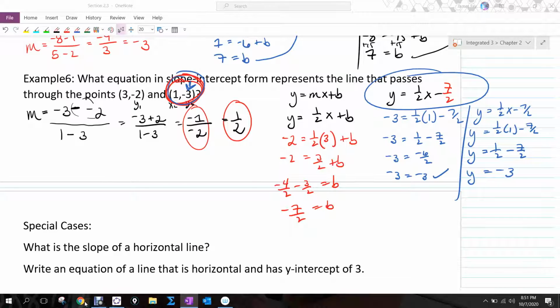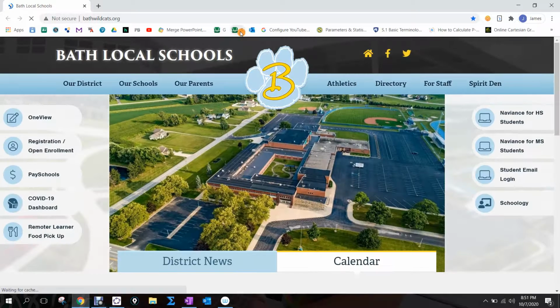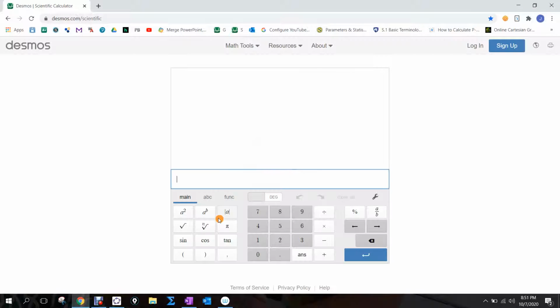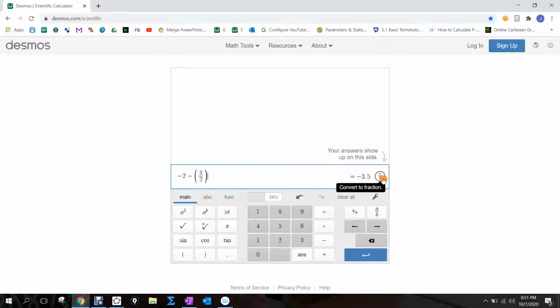If I go to Desmos real quick, and I don't want you to live on this because there are applications of when we need to be able to do this by hand or from memory. If I go negative 2 and I wanted to subtract 3 halves from it, so type in 3 halves. Now all you have to do, you got to make sure you put the fraction that you're subtracting in parentheses. But then you see this little icon here, it says convert to a fraction. Automatically does that for you. You can see our common denominators, all that kind of stuff. So that's convenient if you want to use that.